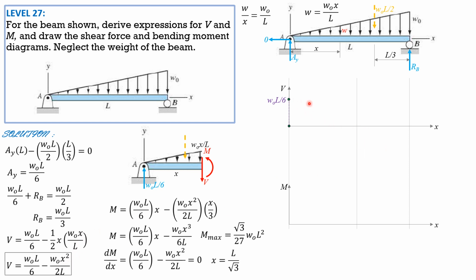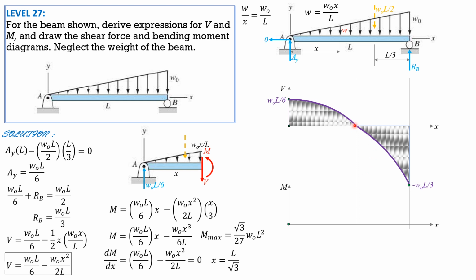So just draw a curve that is concave downward and pass it through points where we substitute values, for example when x is L over square root of 3, we'll find that shear is 0. When x is L, it is W0L over 6 minus W0L over 2, so that's negative W0L over 3. And it closes because RB is W0L over 3. So that's the shear diagram.